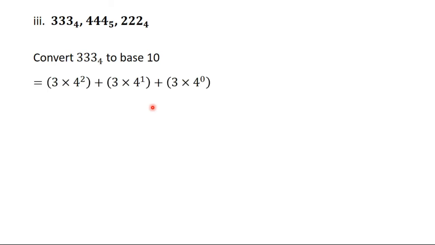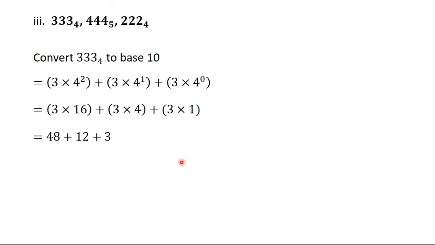So in converting 333 base 4 to base 10, we have 3 times 4 squared plus 3 times 4 exponent 1 plus 3 times 4 exponent 0. That is going to give us 3 times 16 plus 3 times 4 plus 3 times 1. 3 times 16 will give us 48 plus 3 times 4 will give us 12 plus 3 times 1 will give us 3. You add everything, you are having 63. So if you convert 333 base 4 to base 10, you are having 63.